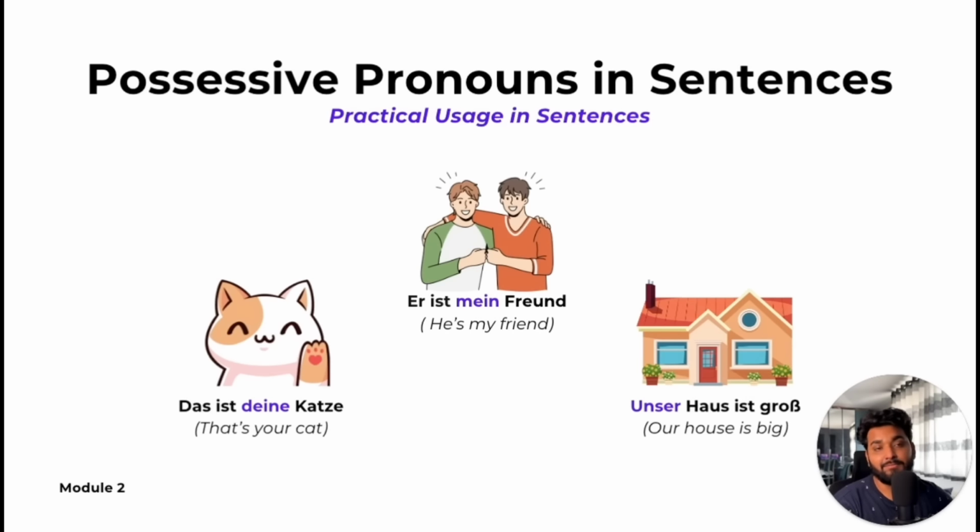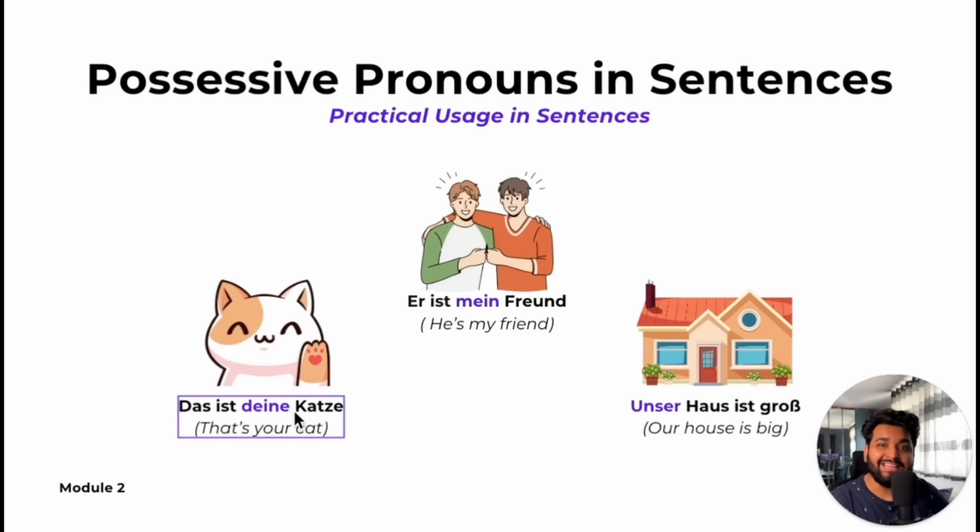So let's see some practical uses. Possessive pronouns in sentences. For example, das ist mein Freund. He is my friend. Das ist deine Katze. That's your cat.